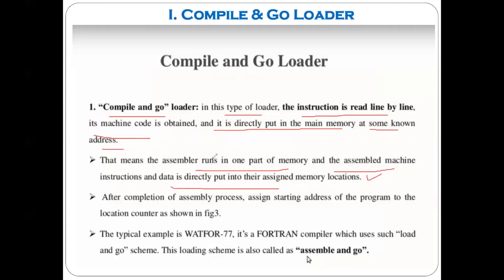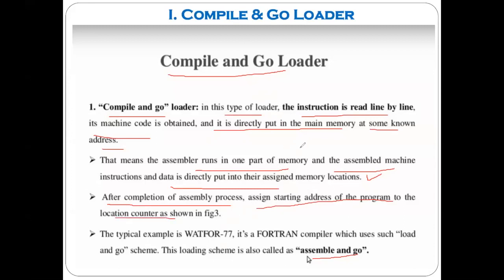So the conversion of the source program into the machine program is done by the assembler itself, and loading is also done by the assembler itself. That is the reason this particular loader is named the compile and go loader, or the assemble and go loader. After completion of the assembly process, after conversion of the source program into the assembly program, the compile and go loader or assemble and go loader assigns the starting address of the program to the location counter that we have seen in the previous figure.